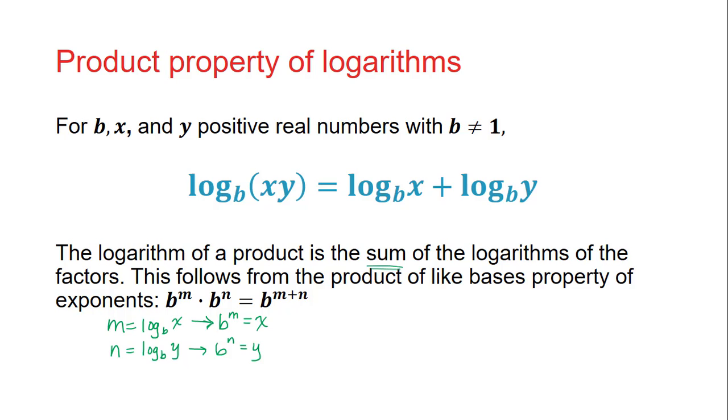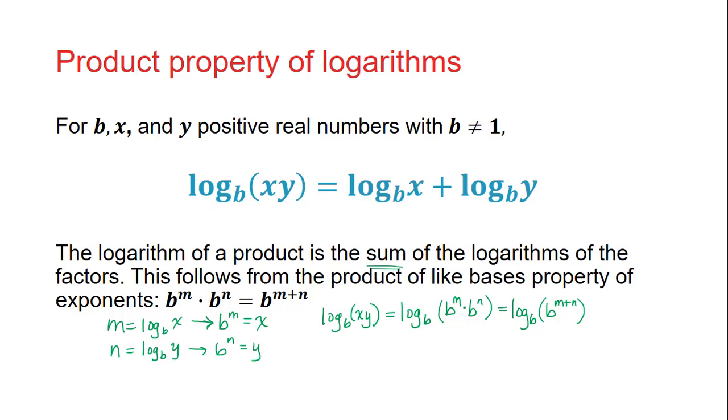Well, now I need to figure out what is the log to the base b of xy. So if we look at this log to the base b of x times y, well, what is x times y? It is b to the m times b to the n. So this is really the same thing as log to the base b of b to the m times b to the n, which is equivalent to log to the base b of, well, when I multiply like bases, I add the exponents to get b to the m plus n.